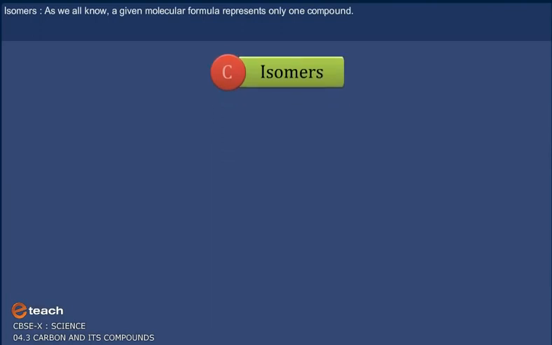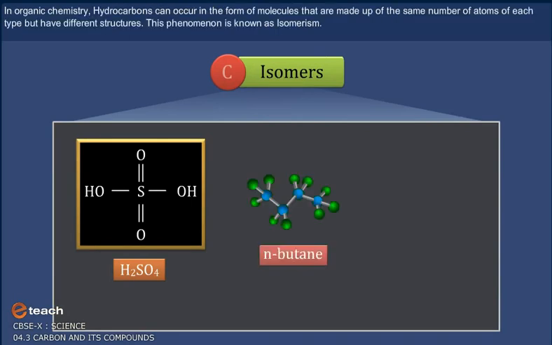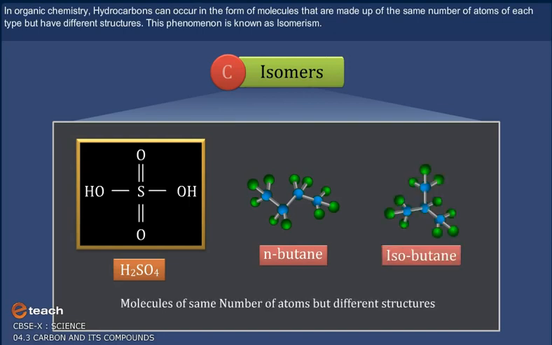Isomers. As we all know, a given molecular formula represents only 1 compound. Example, H2SO4 represents only 1 compound, sulfuric acid. In organic chemistry, hydrocarbons can occur in the form of molecules that are made up of the same number of atoms of each type but have different structures. This phenomenon is termed as isomerism.